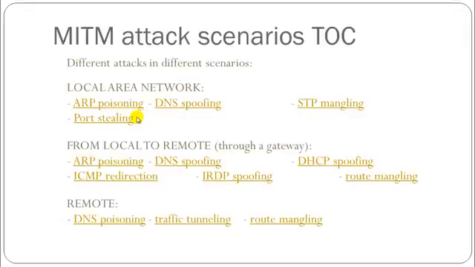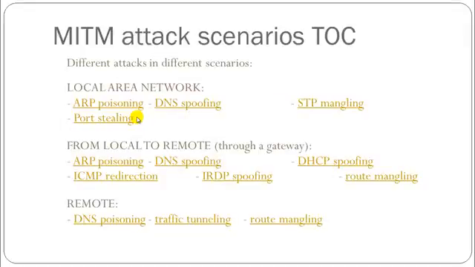That is local area network. That means it's not on the internet, it's just inside the company. It can be, you can say, the intranet, for example. So these are different types of attack: ARP poisoning, DNS spoofing, STP mangling, and port stealing.